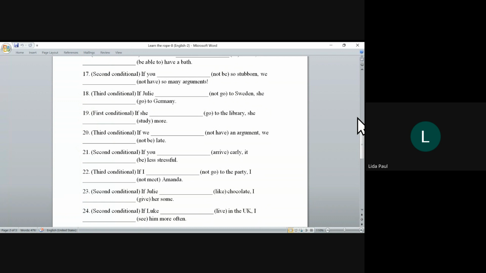19th one is first conditional. If she dash go to the library, she dash study more. This is a simple one. First conditional means you only use simple present and then simple future, right? So if she goes to the library, right? If she goes to the library, she will study more. That would be the 19th one because it's a first conditional. Okay. Are you following or do you have doubts?